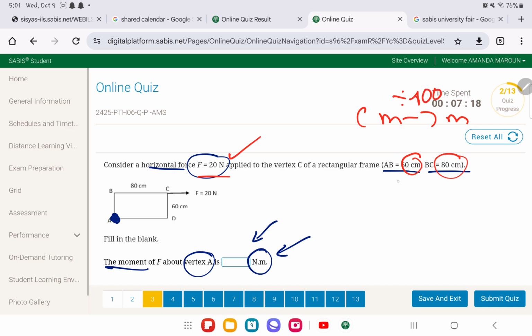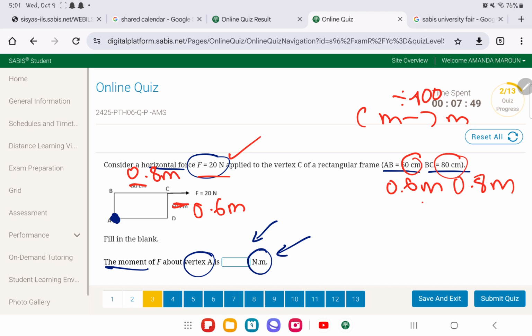So this will become 60 divided by 100. Let's do it together on the calculator. It is 0.6, and 80 divided by 100 is 0.8. So now we have our distances in meters. Let's forget about centimeters now, because we got our value in meters. Sorry, that was 0.8 or 0.6. Here is 0.6 meters and here is 0.8 meters.